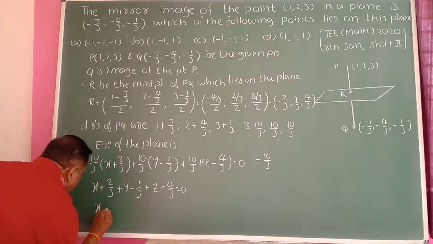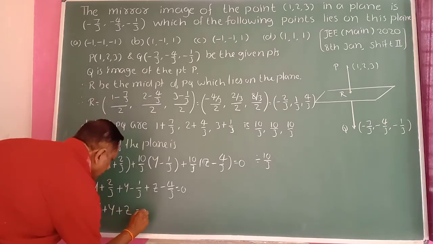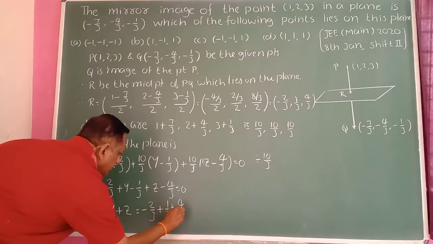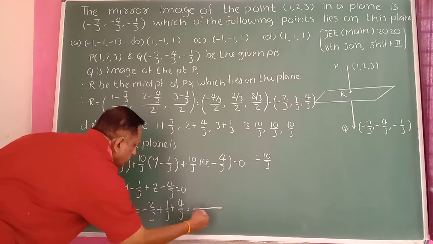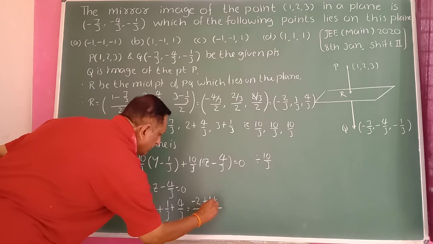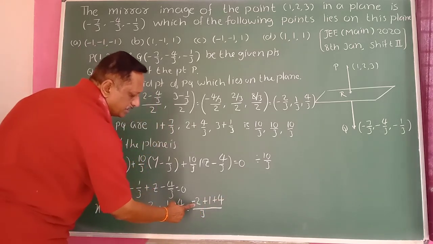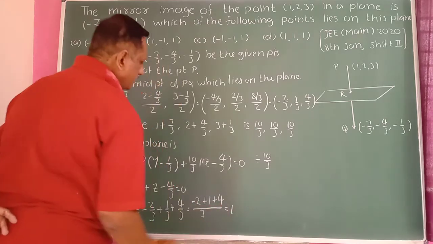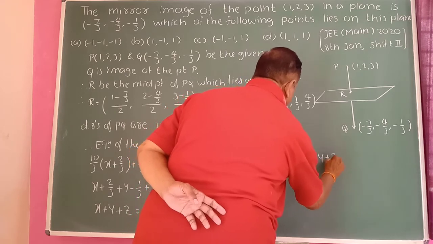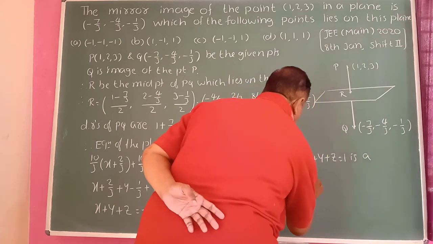Hence x plus y plus z is equal to minus 2/3 plus 1/3 plus 4/3. Taking 3 as the LCM, minus 2 plus 1 plus 4: 4 plus 1 is 5, 5 minus 2 becomes 3. 3 cancels, remaining is 1. Therefore x plus y plus z is equal to 1 is the equation of the plane.